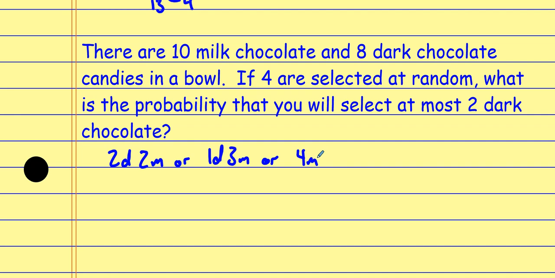And so again, think about the situation. It's 2 dark and 2 milk chocolates. Or, okay, one of this and. So listen for those ands and those ors. Those tell us about multiplication or addition. And now it's just combinations.